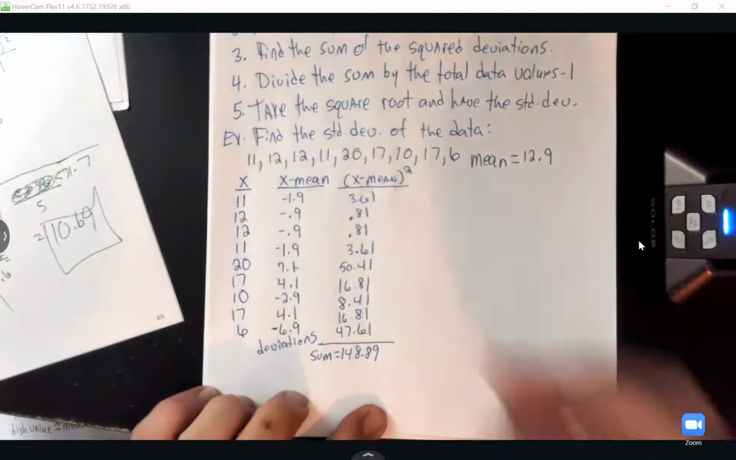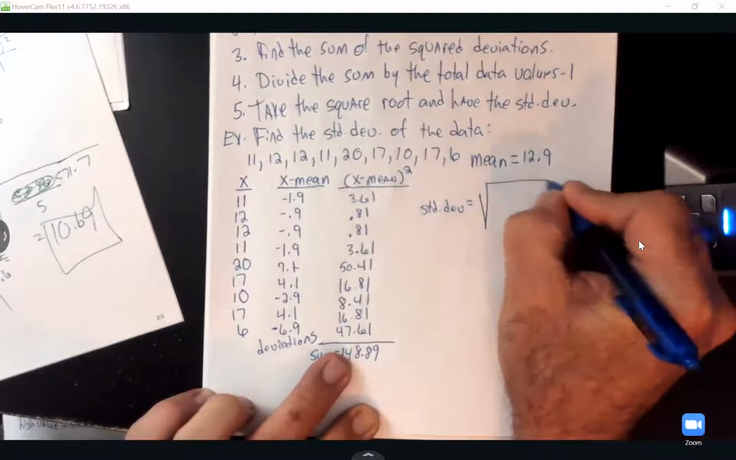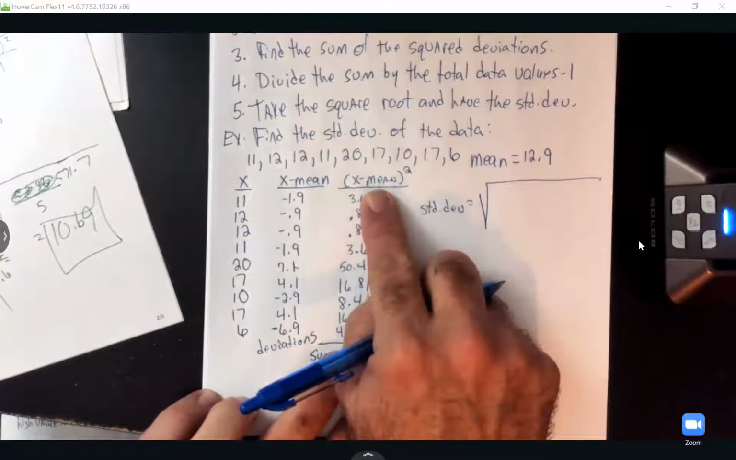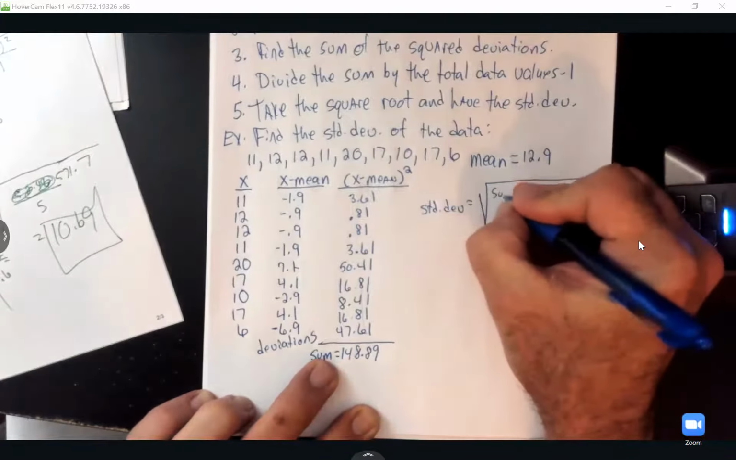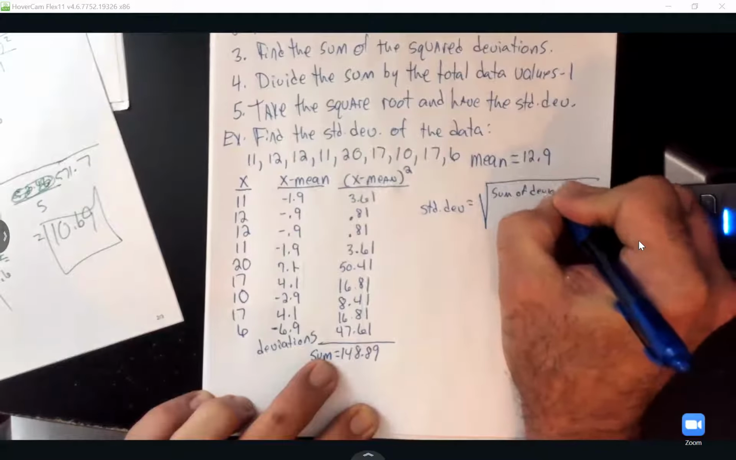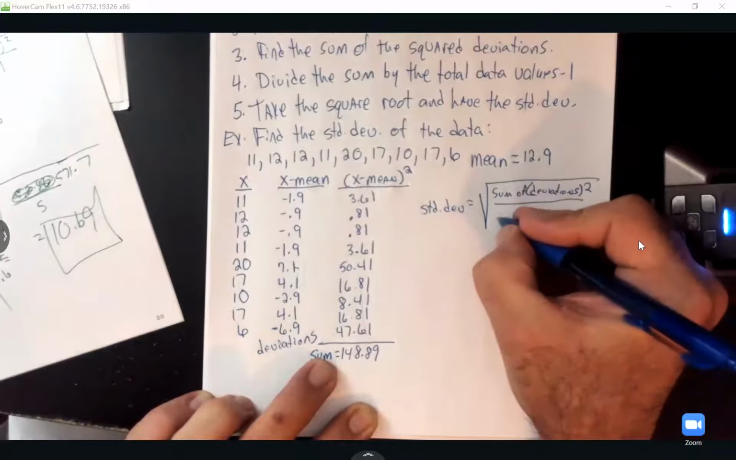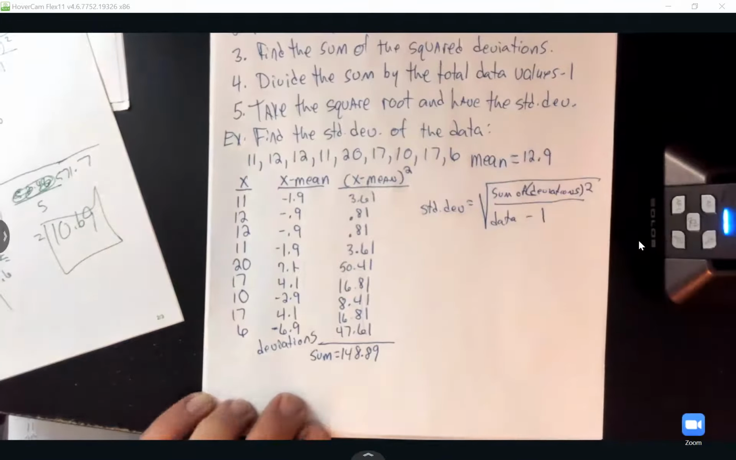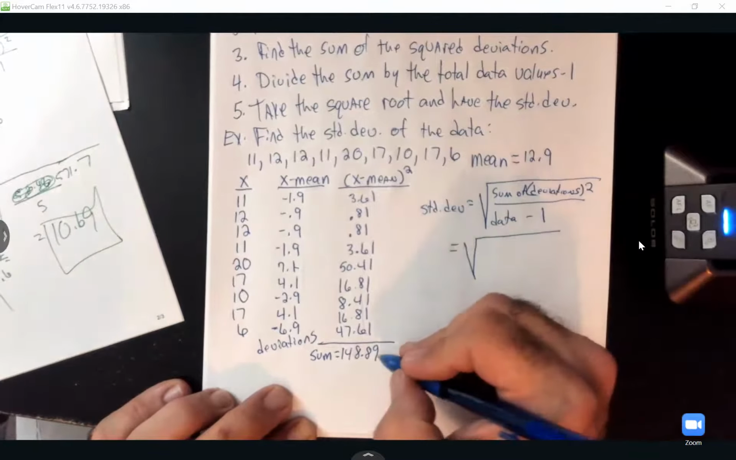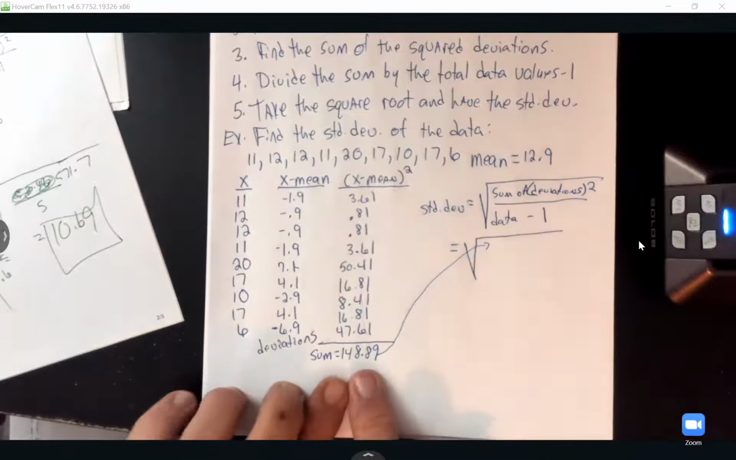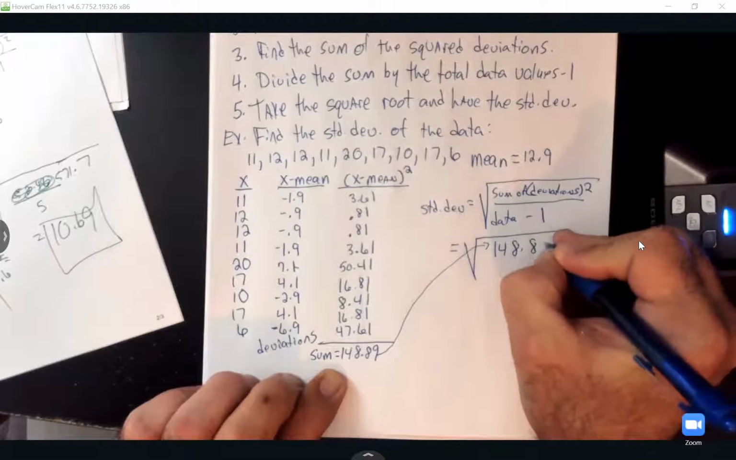Remember, our actual formula was standard deviation equals the square root of all these x minus mean squareds added up. So it was the sum of the deviations squared divided by the number of data points minus 1. Check this out. We got this top part. That's what that 148.89 is. So bring over your 148.89.